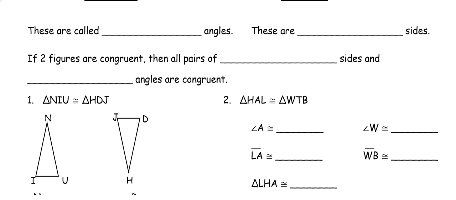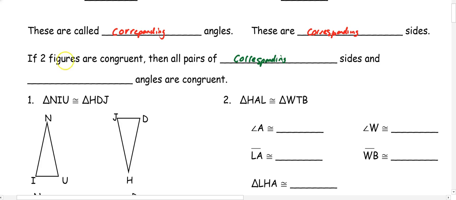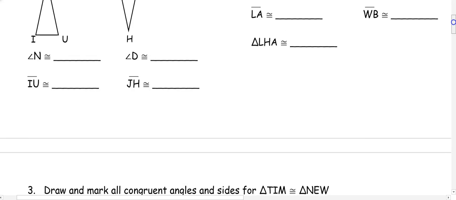So the angles that match up are called congruent angles or corresponding angles. And the sides that match up are called corresponding sides. So if two figures are congruent, then all pairs of corresponding sides and corresponding angles are congruent. So let's use that idea to complete the statements in number 1 and 2.